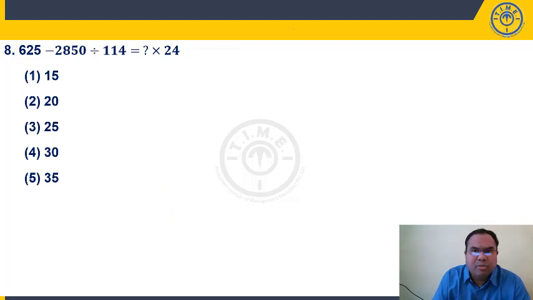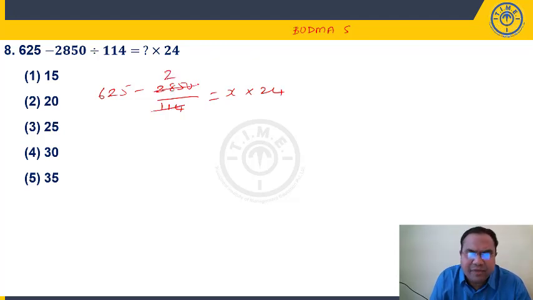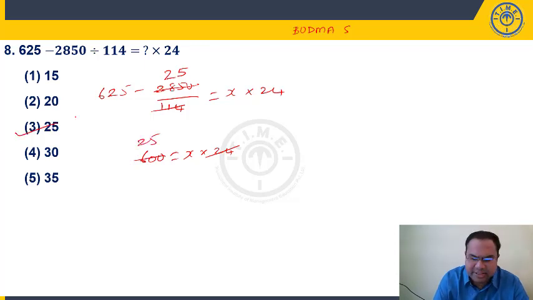8th question, students. Again, you have to apply your board math rule. Brackets, division, multiplication, addition, subtraction, right? So 625 minus 2850 by 114 is equal to x into 24. Now see here, 114 2 228. So again 570, 114 goes exactly 5 times. So 600 is equal to x into 24. 24 goes exactly 25 times in 600. So choice 3 is your answer.